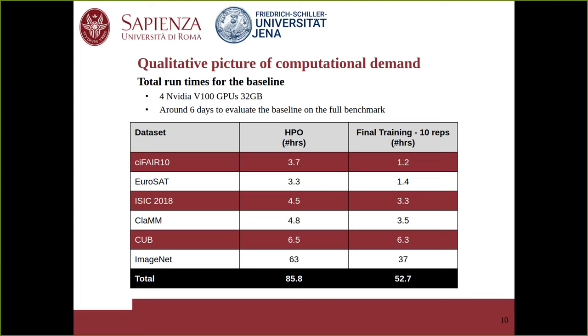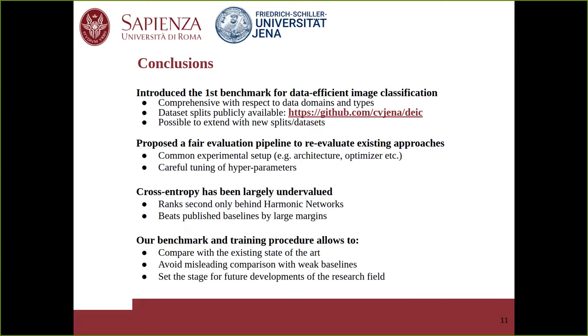So to conclude, we introduced the first benchmark for data efficient image classification, which is comprehensive with respect to data domains and data types, keeping a balance with respect to the computational demand to evaluate the methods. Our data splits are publicly available at this link, and you can also find the link in the paper. Since the benchmark is public, it will be possible to extend it with new splits or datasets. And in general, we propose a fair evaluation pipeline to reevaluate the existing approaches.